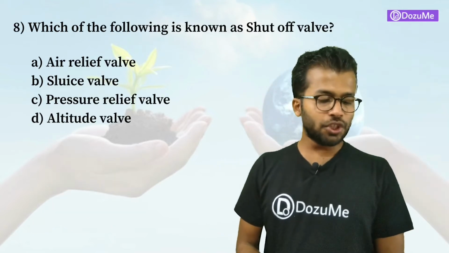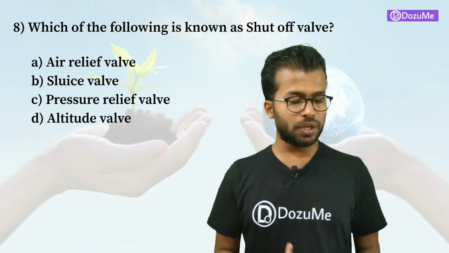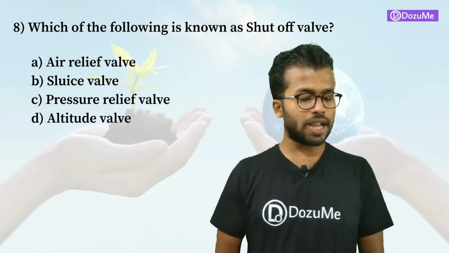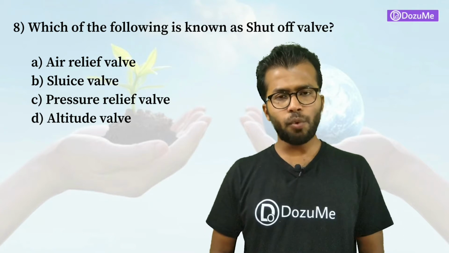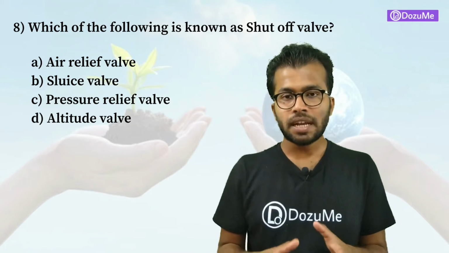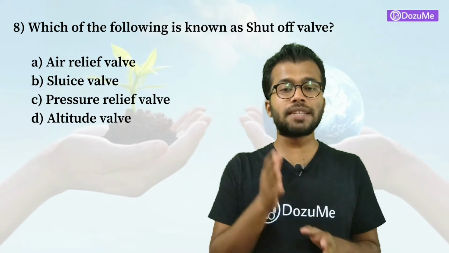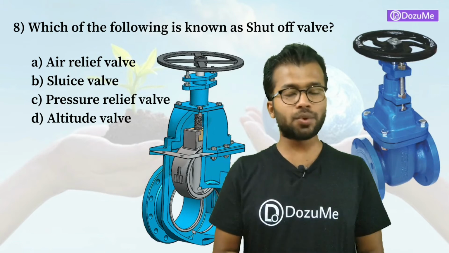Question number 8. Which of the following is known as a shut-off valve? Air relief valve, sluice valve, pressure relief valve, or altitude valve? If you know the answer, comment it. What do you mean by shut-off valve? That means it shuts the water flow. It is also known as a gate valve. The answer will be sluice valve.